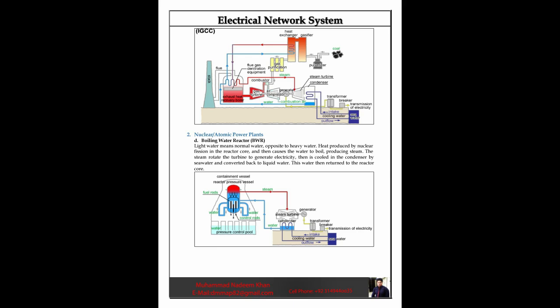2. Nuclear/atomic power plants. D. Boiling water reactor, BWR. Light water means normal water, as opposed to heavy water. Heat produced by nuclear fission in the reactor core causes the water to boil, producing steam. The steam rotates the turbine to generate electricity, then is cooled in the condenser by seawater and converted back to liquid water. This water is then returned to the reactor core.